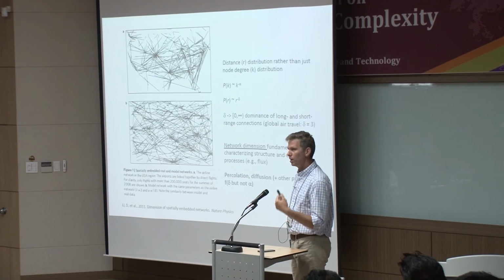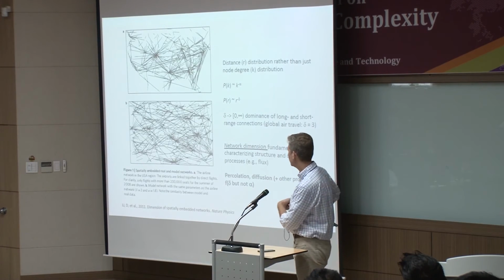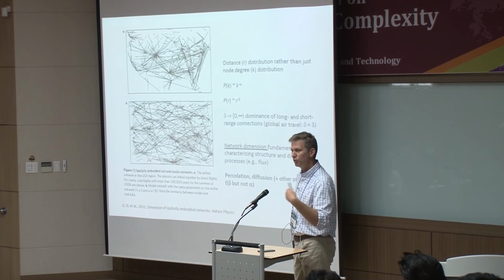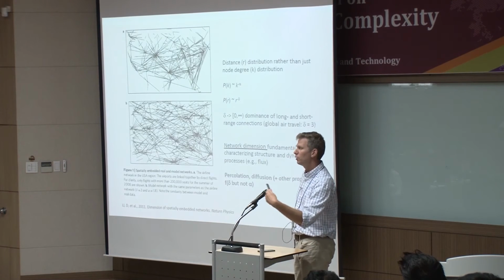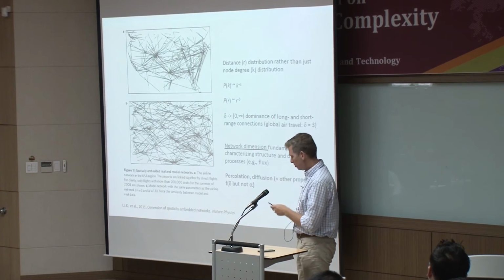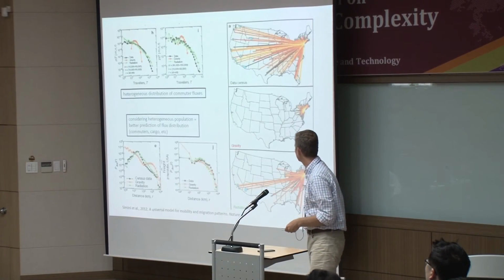And then they have some other papers which show that not just the structure, but the functions we're interested in, the percolation, which is about the vulnerability, or the diffusion of the flows of information and flows of people, the flows of goods through the network, can be well described if we think about the topology plus the spatial embedded characteristics.